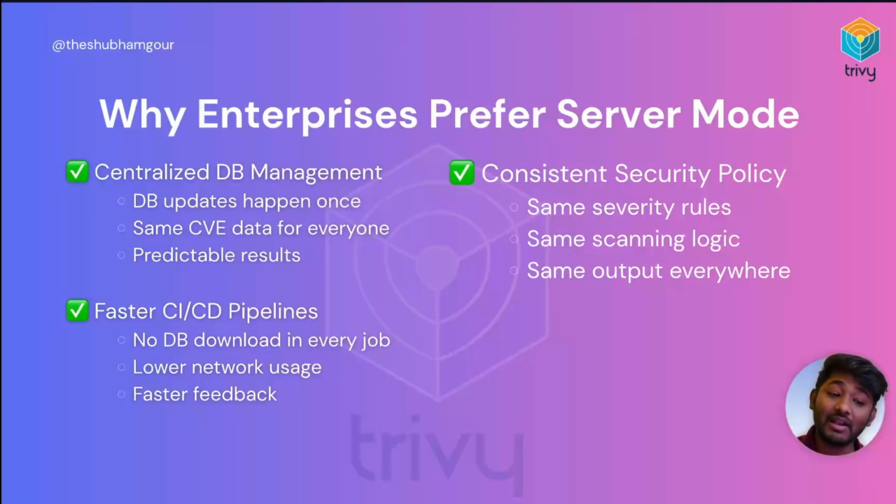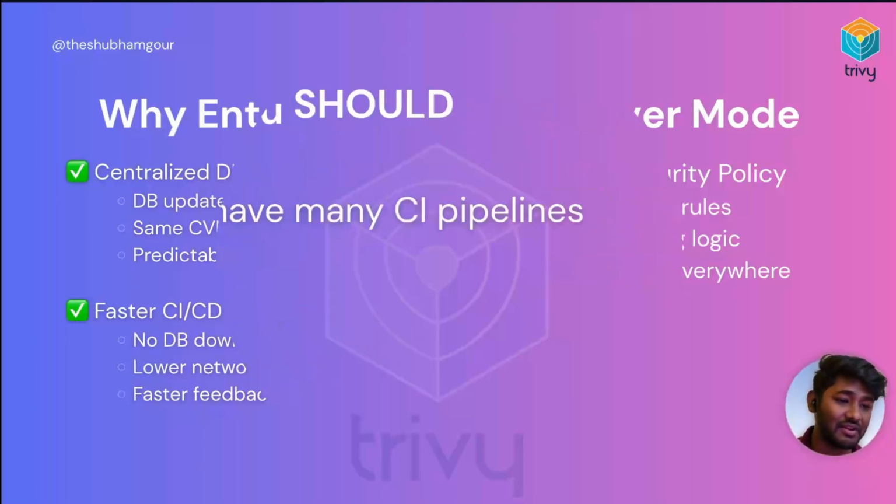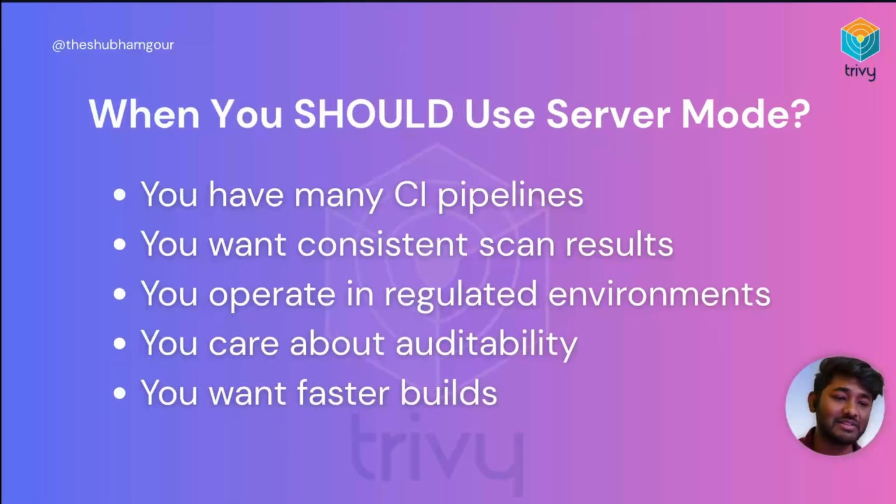Second, there will be a faster CI/CD pipeline, since there is no DB download in every job. There will be lower network usage, and the feedback will be faster. And the most important is consistent security policy. Everyone will have the same security rules, same scanning logic, and the same output everywhere. So that is why enterprises prefer server mode.